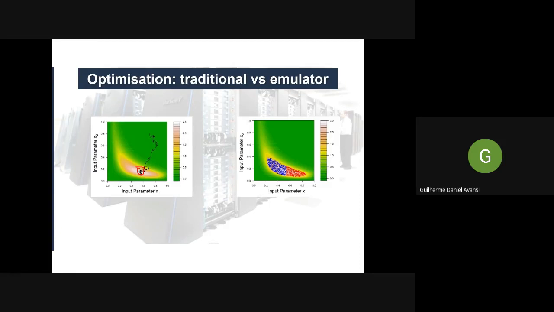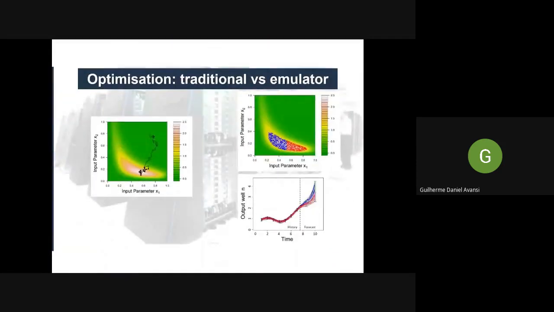With the emulator, we can fill all this area that is inside our answer. And this is the production curves. You can see here, this is the red part, that is this red part here. And this is the blue part, that is the blue part here. So we can see here, we are not just getting the best one. We are getting the entire solution space that we can work with and still validate. So this is the difference.